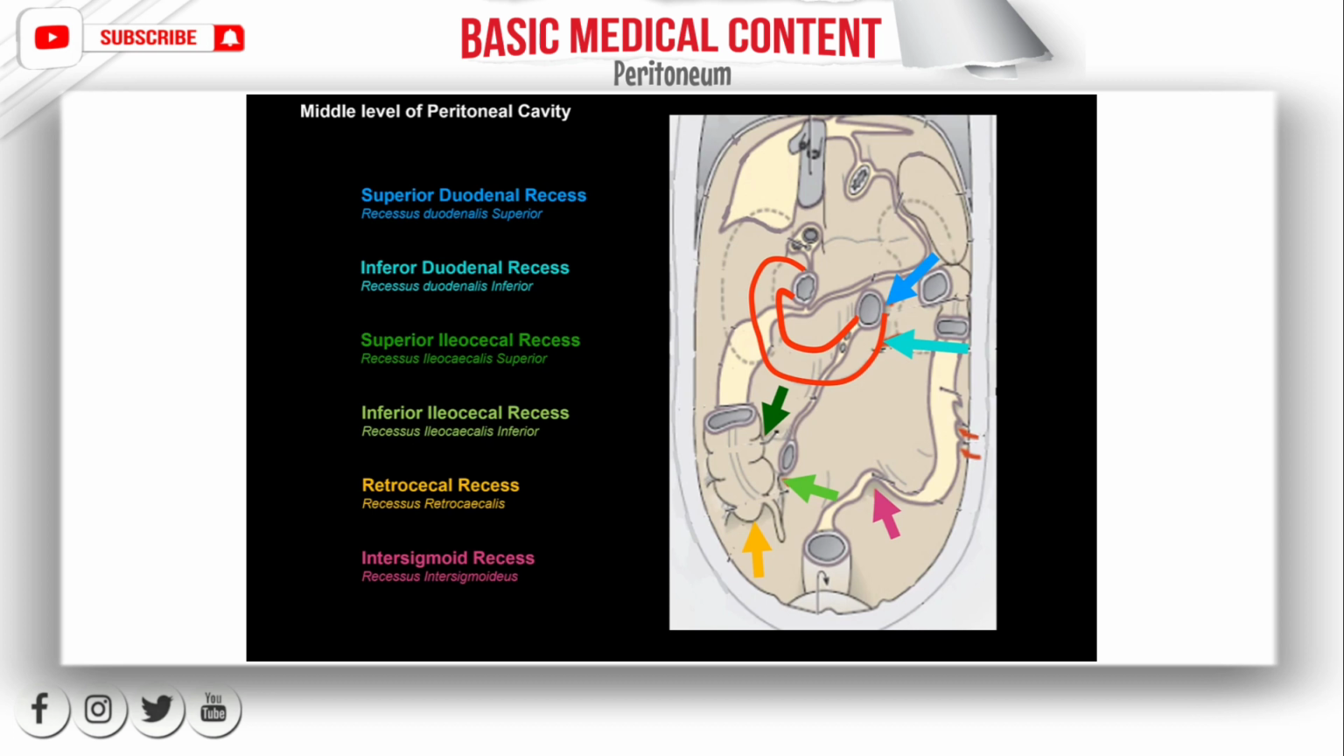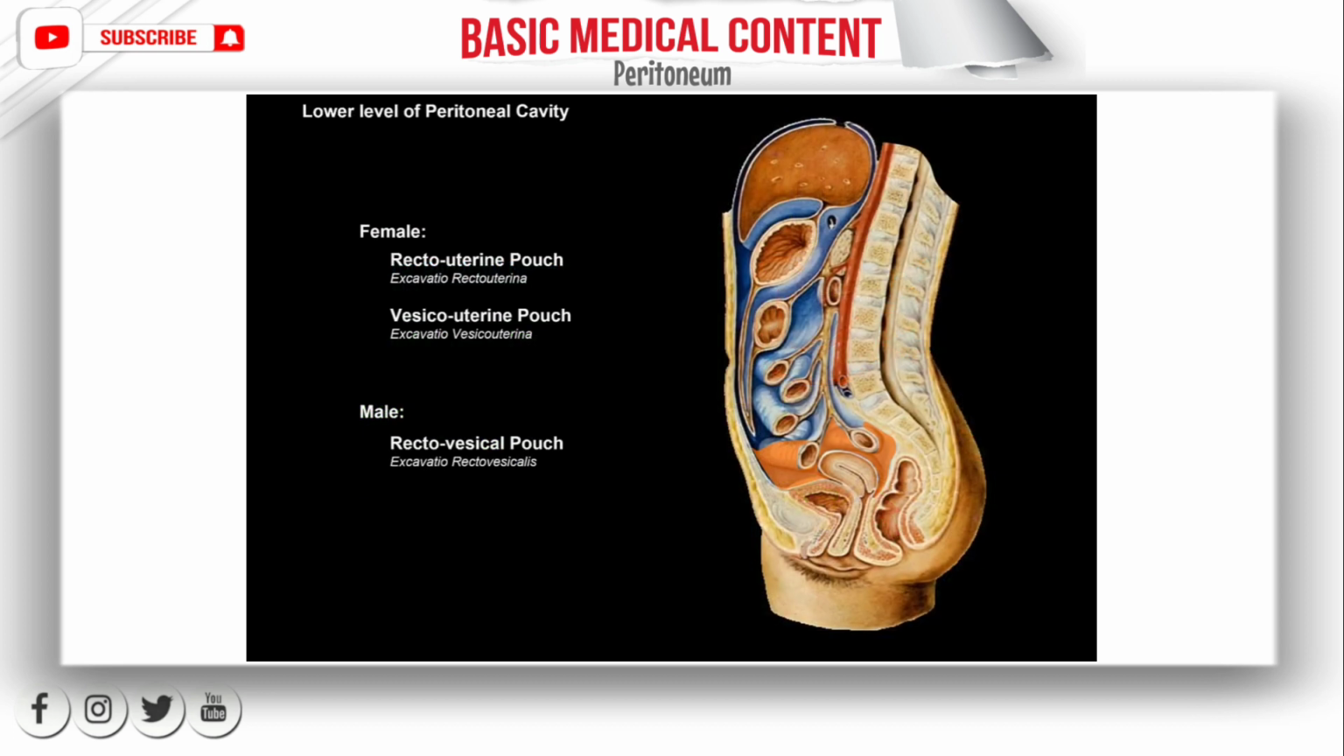So the last thing I want to talk about in this video is the lower level of the peritoneal cavity, shown here in orange. Now, females have 2 pouches, and males have 1. And since this is a female model, we will be able to point out these recesses once we locate the uterus, the urinary bladder, and the rectum. So the recto-uterine pouch is the pouch between the rectum and the uterus, while the vesico-uterine pouch lies between the urinary bladder and the uterus, or between the vesica and the uterus, therefore vesico-uterine.